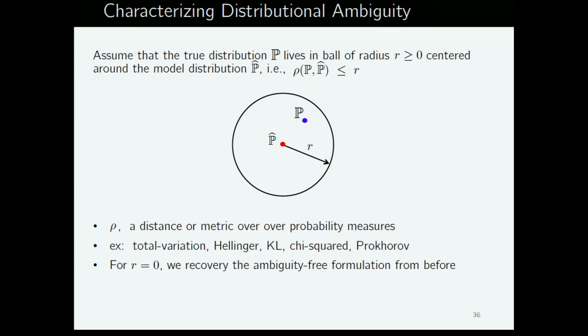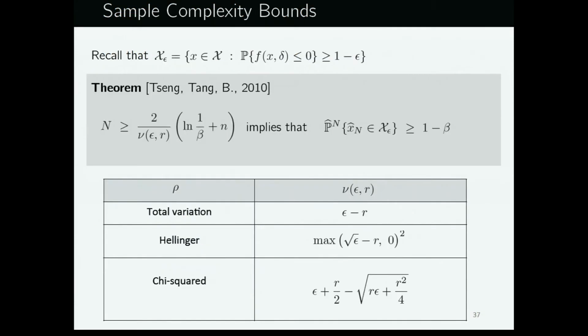So here, rho, we measure the radii of these sets using some distance metric or distance over probability measures. So examples are total variation, Hellinger, relative entropy, chi-squared. And the important thing here is, as the radius goes to 0, we recover the previous formulation. And so a feature that we might like our results to satisfy is that these sample complexity results should recover Campi and Garatti's results as the radius of this ambiguity set goes to 0. We have a result of that type.